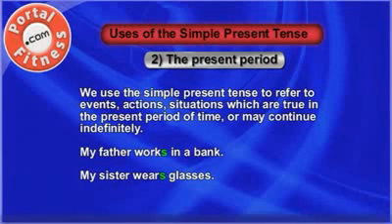Another use of the simple present tense is the present period. We use the simple present tense to refer to events, actions, situations that are true in the present period of time or may continue indefinitely. For example, my father works in a bank. My sister wears glasses. Remember to add the s to the third person singular. He, she, it.